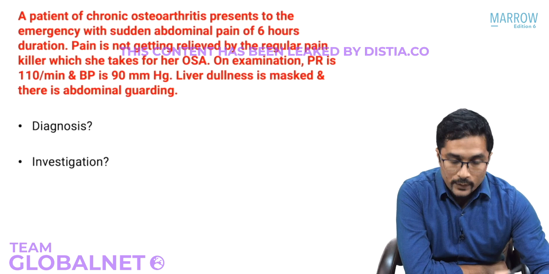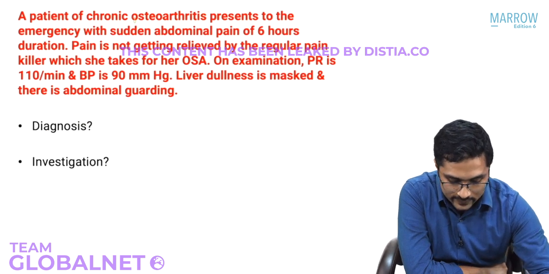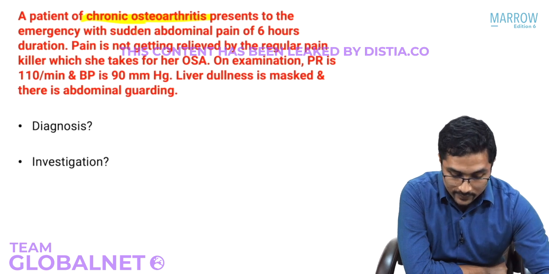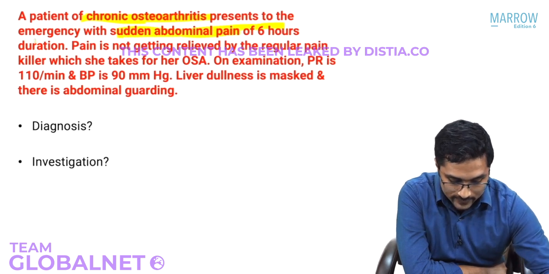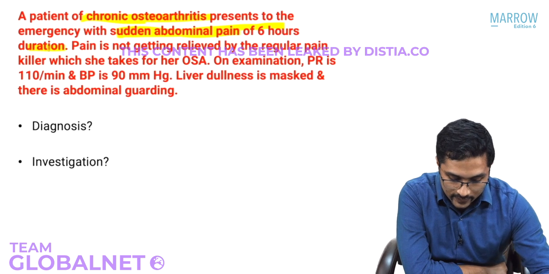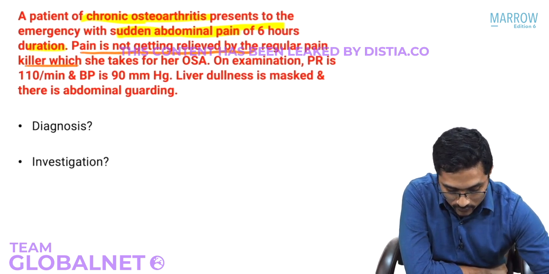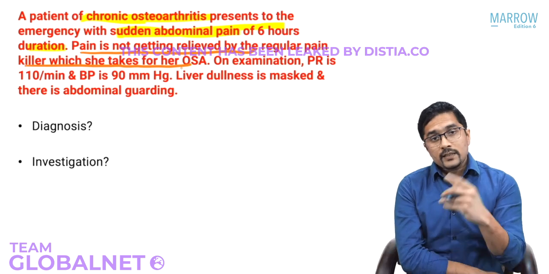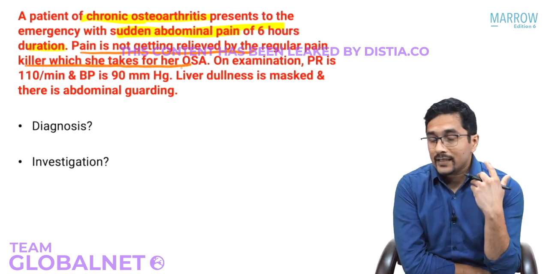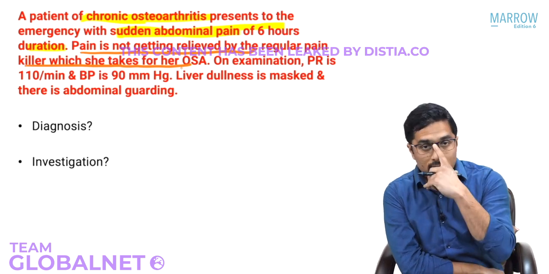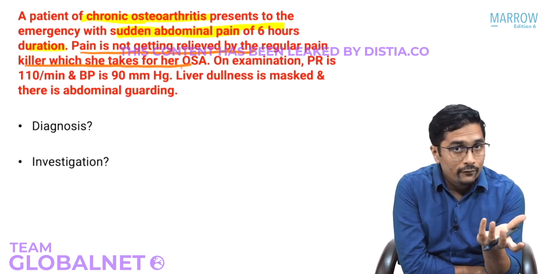You have a patient with chronic osteoarthritis. He comes to the emergency with sudden abdominal pain of 6 hours duration. Pain is not getting relieved by the regular painkillers which she takes for her OA. So she's been regularly taking painkillers, and that's a big hint for us. What do you think in a patient who's been taking painkillers? Yes, ulcers can form in them.